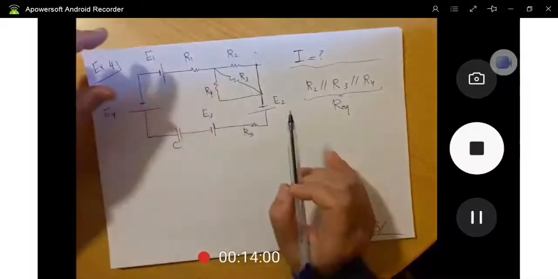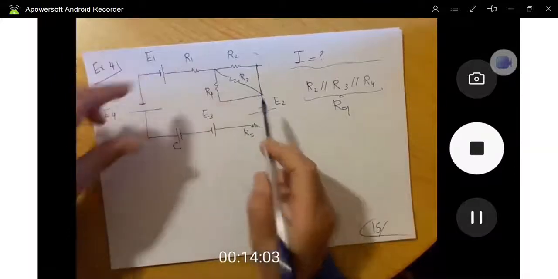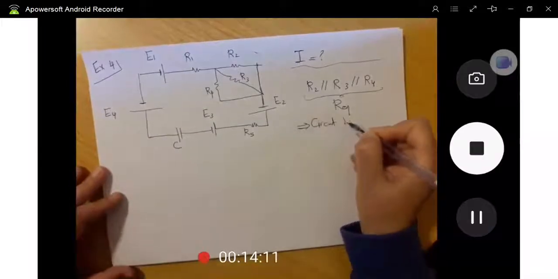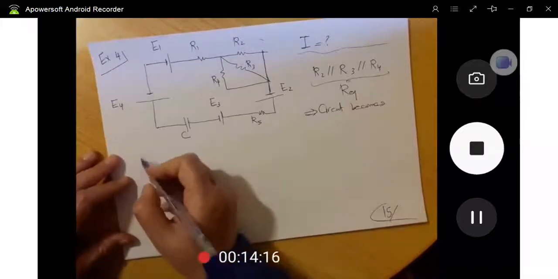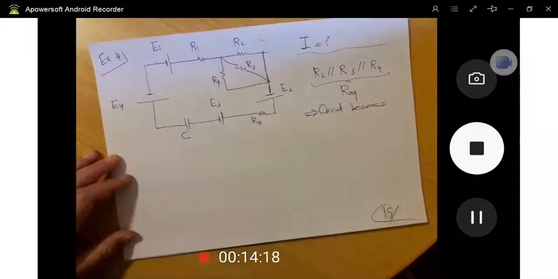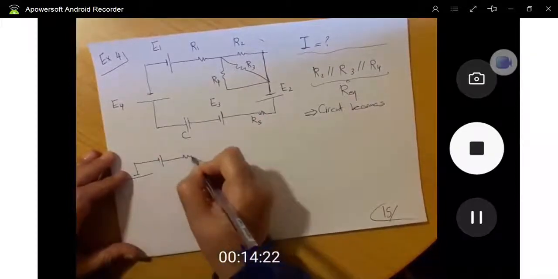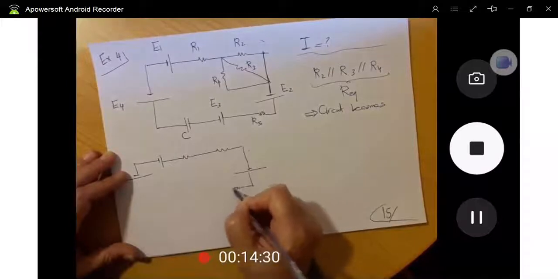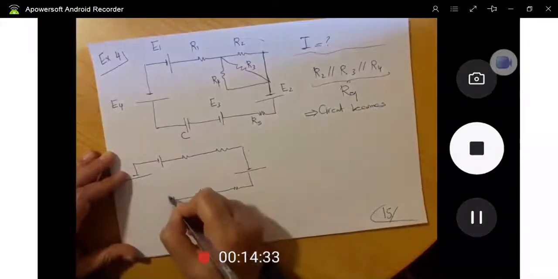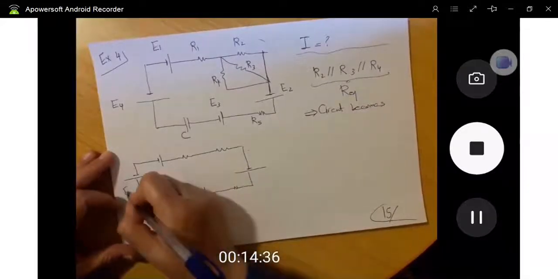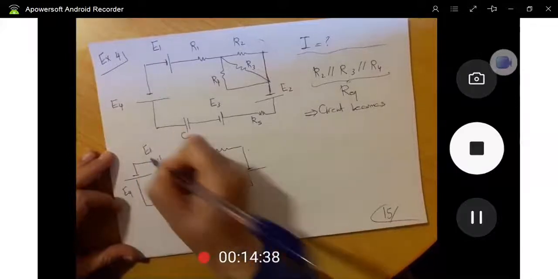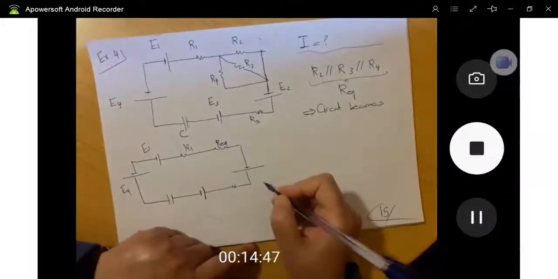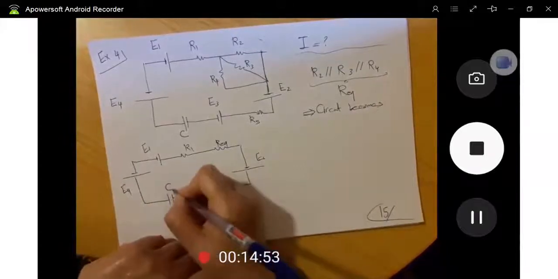These three lie between these two points. In other words, the circuit becomes, let me redraw it. Here we have E1, this is R1, and in place of these three is the R equivalent, and this is E2, this is R5, E3, and this is a capacitor C.